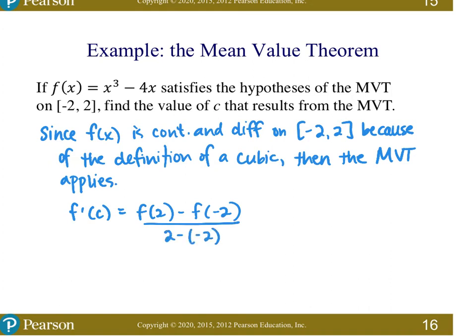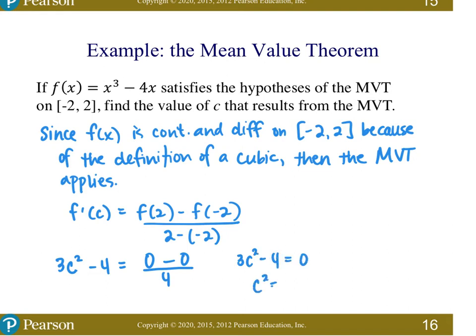So f prime of c would be 3x squared minus 4, except we want to plug c into that, so it'll be 3c squared minus 4. And then f of 2, when you plug 2 in, you're going to get 2 cubed minus 4 times 2, you actually get 0. When you plug in -2, you get -8 minus 4 times -2, which is 0 again. So we have 3c squared minus 4 is equal to 0.